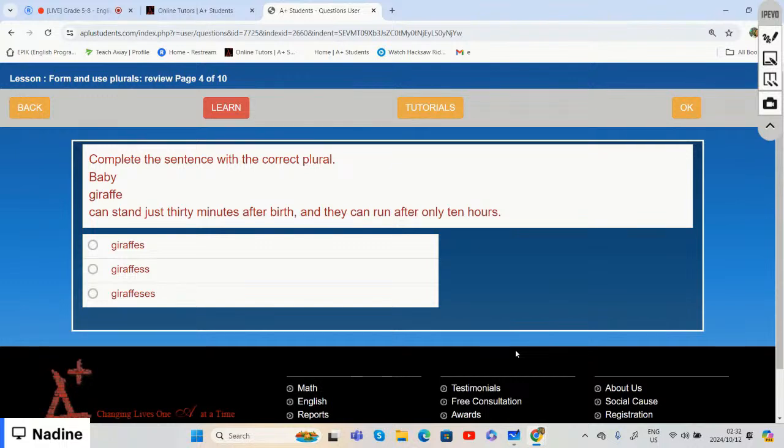Baby giraffe can stand just 30 minutes after birth and they can run after only 10 hours. Is it giraffe or giraffes? We need to choose the correct option, option one, two, or three. All right, and we can say yes. The correction is baby giraffe, one baby giraffe, but two or more giraffes. So we add an S.